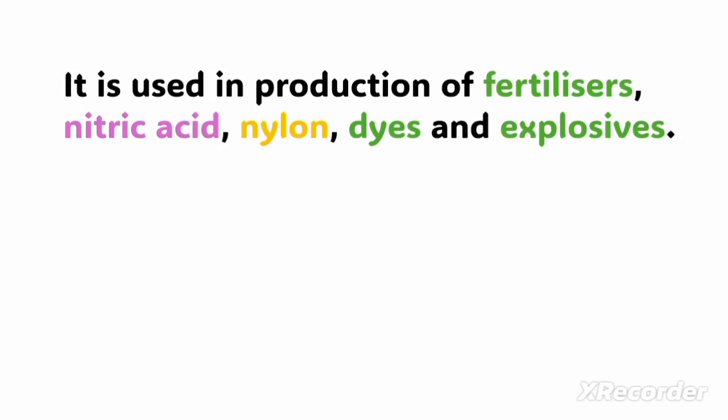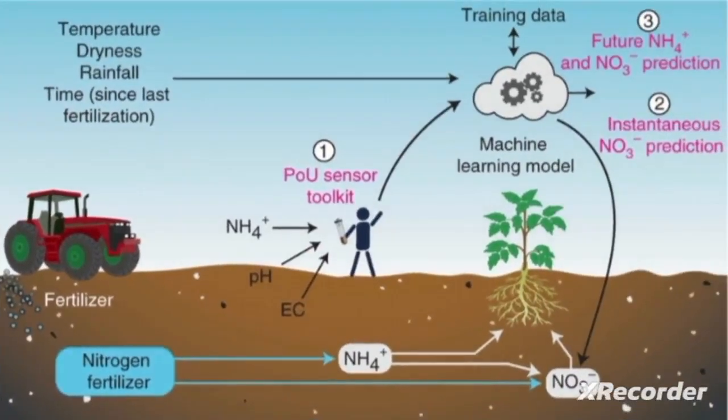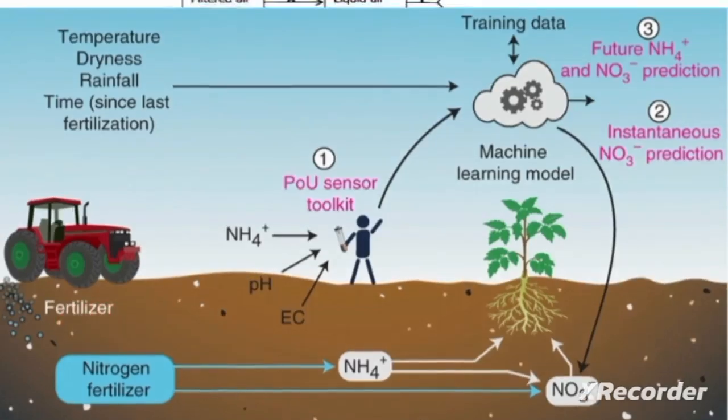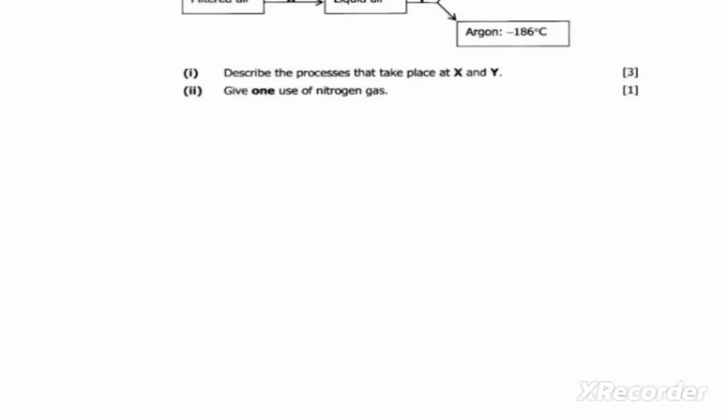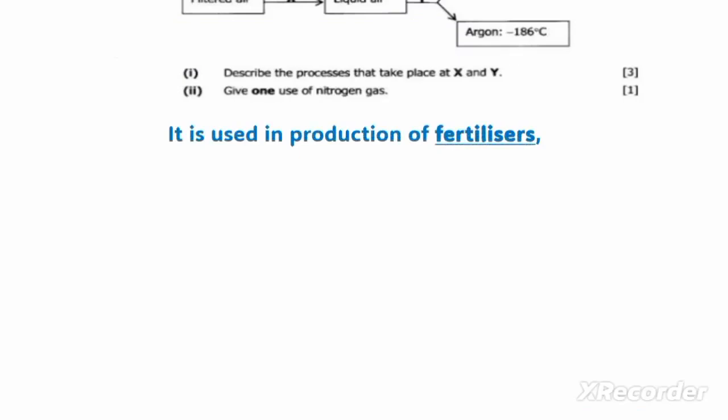Nitrogen is also used by plants. Or nitrogen is used in the production of fertilizer, then fertilizer is used by plants. As we can see, nitrogen fertilizer here. So therefore, we are going to say nitrogen is used in the production of fertilizers.